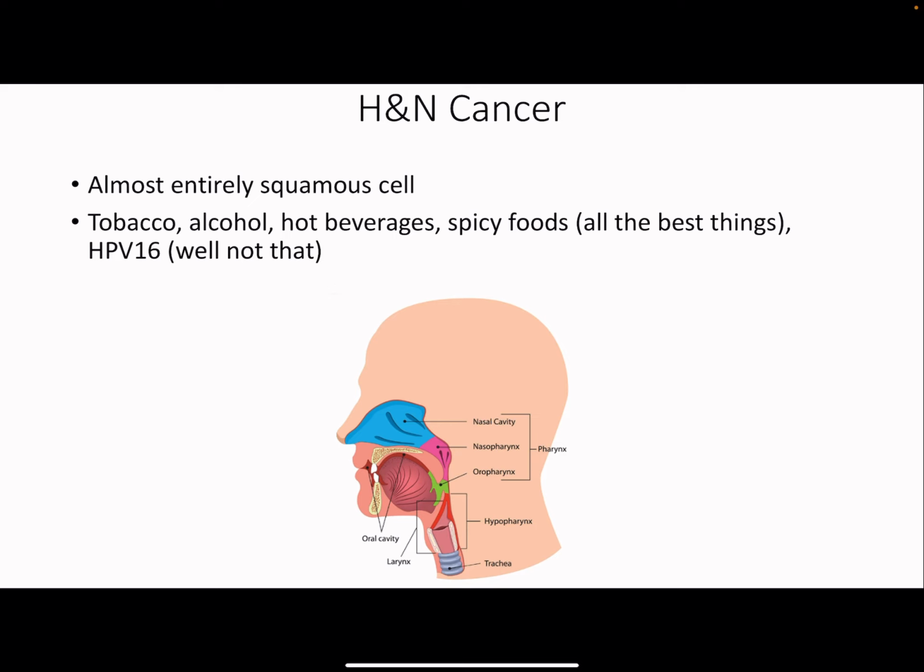Head and neck cancer, almost entirely squamous cell, could be in the nasal cavity, the nasopharynx, oropharynx, or oral cavity. I mean, this is a largely variable type of cancer. It's associated with tobacco, alcohol, hot beverages, spicy foods. All the best things in life can damage this, and then the extracellular growth to repair this can, over time, contribute to cancer. HPV, typically associated with cervical cancer, has also been recently linked, with increasing prevalence in society, to HPV-16 associated head and neck cancers.